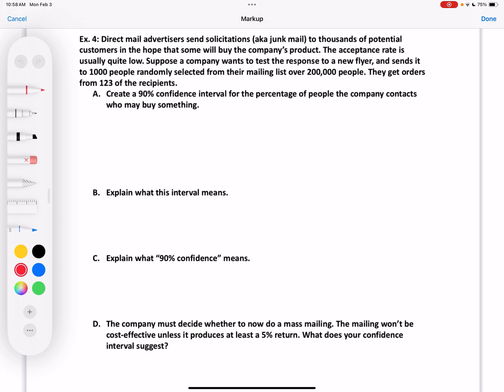All right, this one we will use our calculator for. When we do the conditions, just for the sake of time, I'm just going to put a check if it does or doesn't meet the conditions as we talk about them. I won't write them all out.